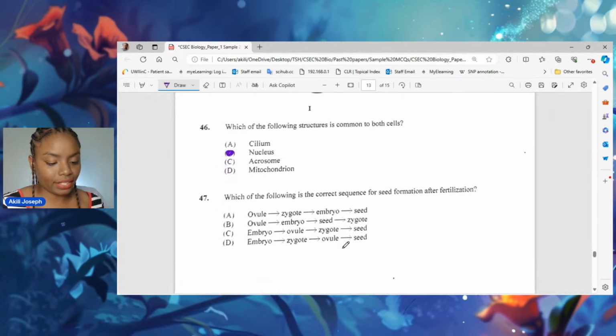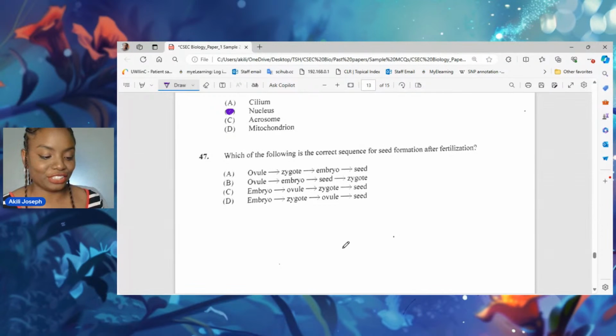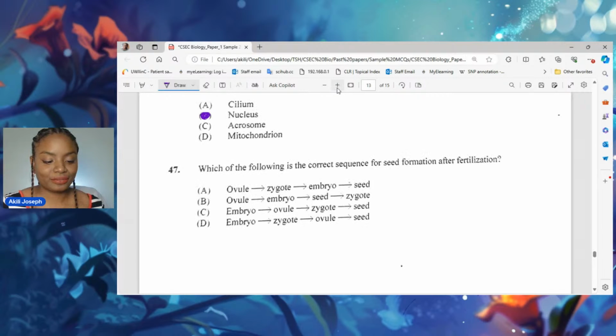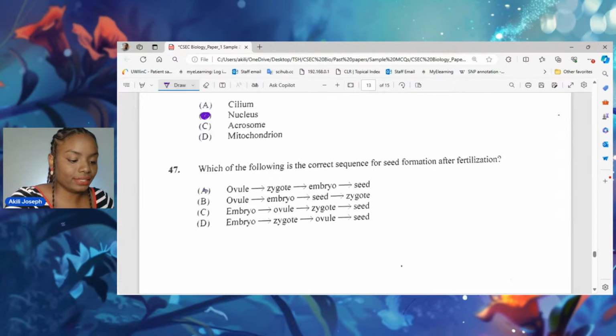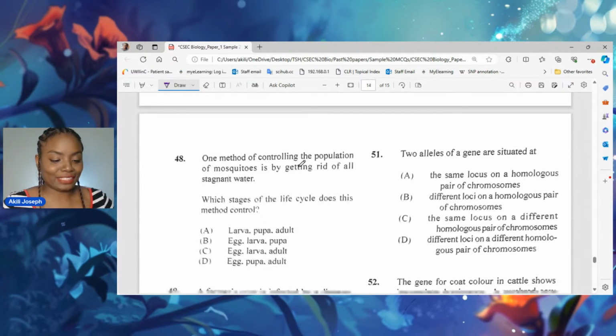47, which of the following is the correct sequence for seed formation after fertilization? Your girl not reading all them options, right? So for this one, it's going to be A, ovule, then zygote, then embryo, then seed. Melissa, I'm going to see, I'd ask Mr. Springer on that one.